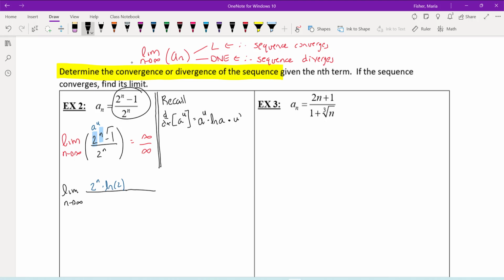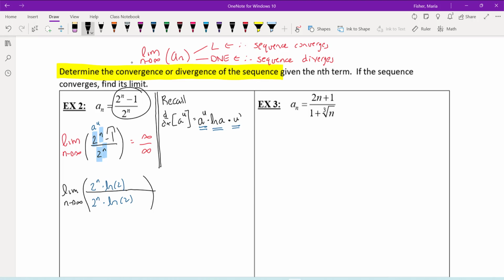And then what's the derivative of negative 1? Well, the derivative of negative 1 is 0. Again, I don't need to write that. Now take the derivative of the denominator. Well, it's also a 2 to the n, and that's going to make it a 2 to the n times the natural log of 2, because it's an a to the u times the natural log of a times u prime. Again, here u is equal to n, and the derivative of n is 1, which is why we aren't writing times 1.